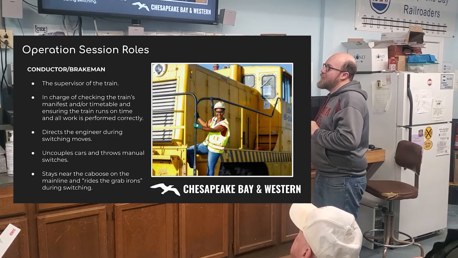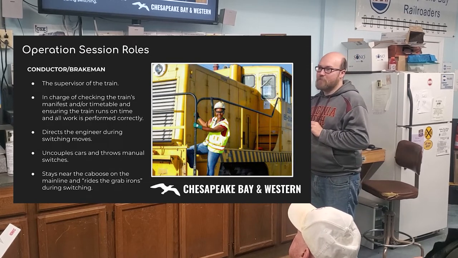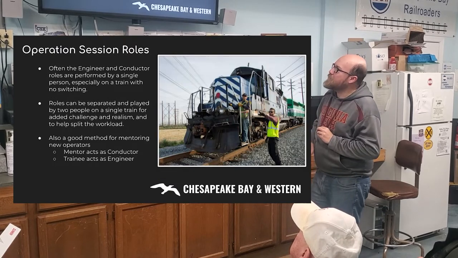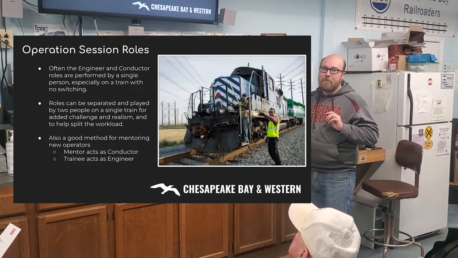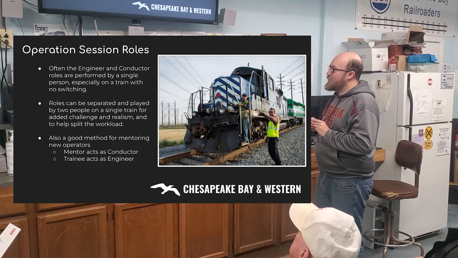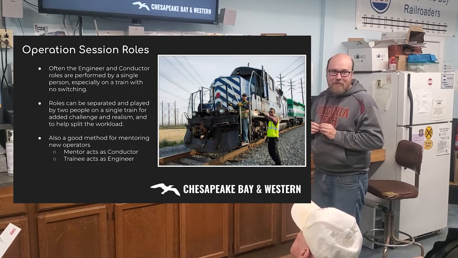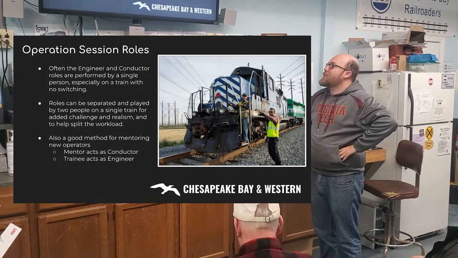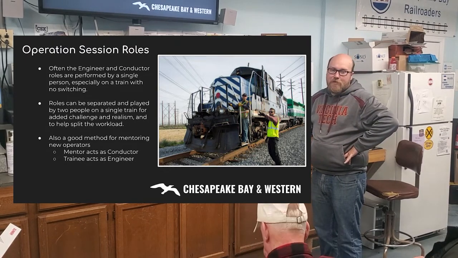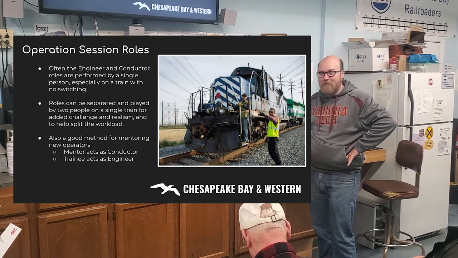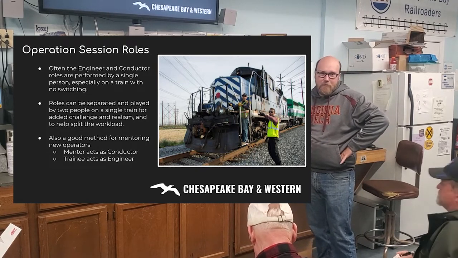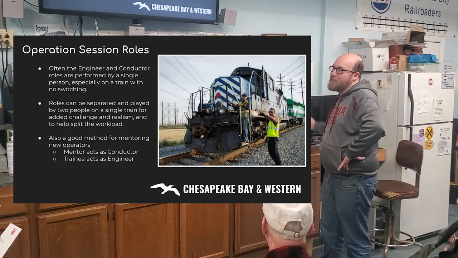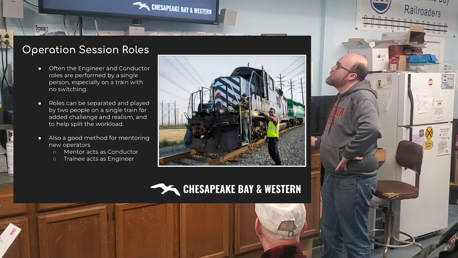And during running, they're going to stay near the caboose, but during switching, they can pretty much move where the cars are going. So a lot of times, engineer and conductor are the same person, but if you want to add realism and add a little bit more complexity, you can always break it up into two people, an engineer and a conductor. And this is also a very good method for training new people into operations. So you have your experienced person as the conductor, directing the engineer, who's the trainee, how to move the cars around. So a really nice built-in method for teaching newbies there.